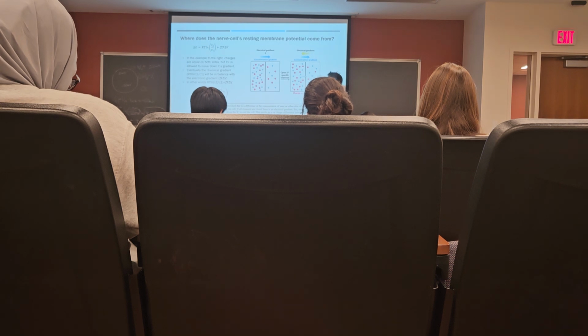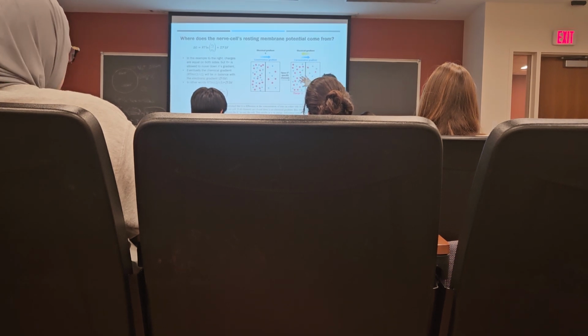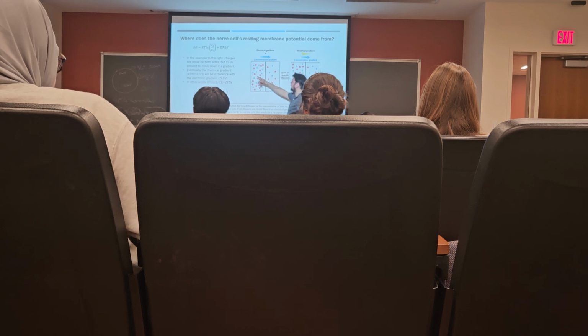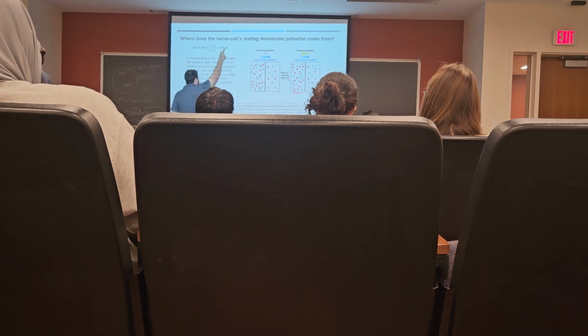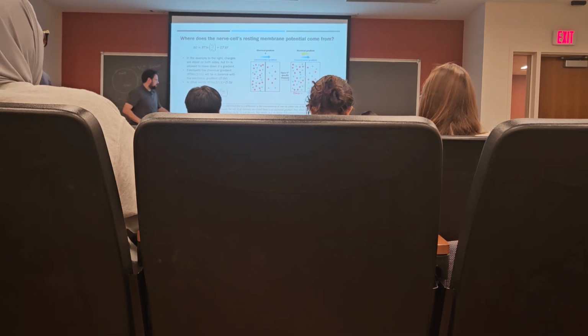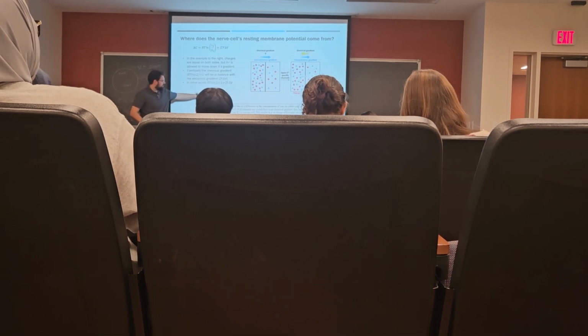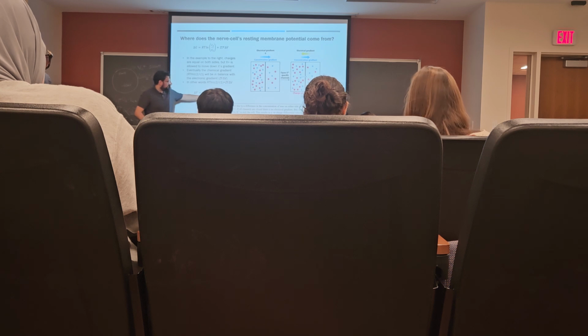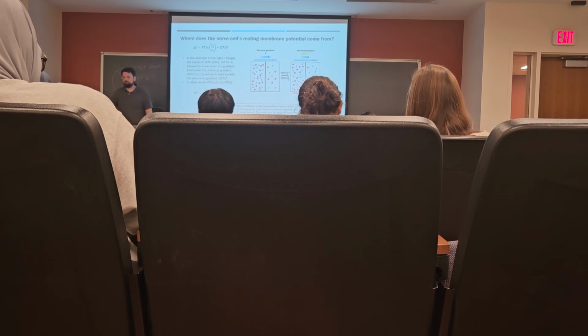So what is that equilibrium? Well, it's when the concentration gradient equals the electrical gradient, right? So we can set this term equal to this term, solve for V, and what we get is the Nernst equation, negative RT over ZF times ln X in over X out, right?